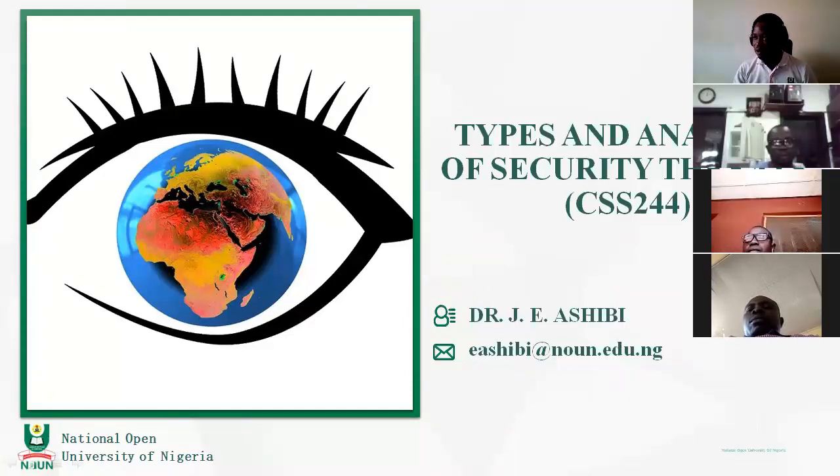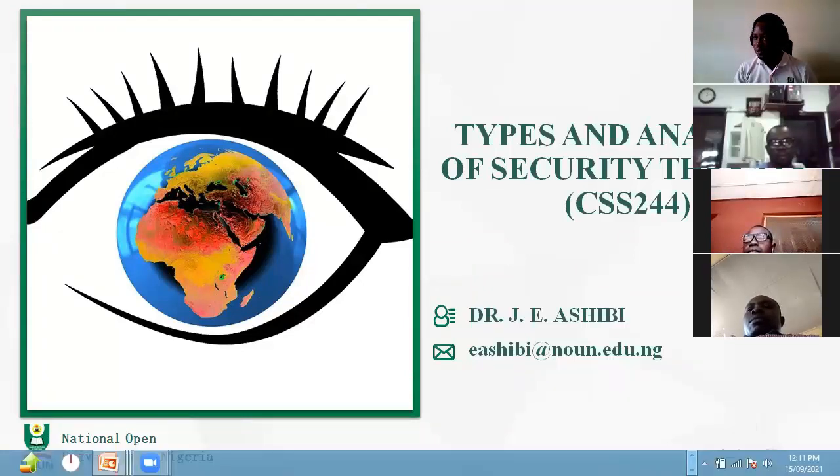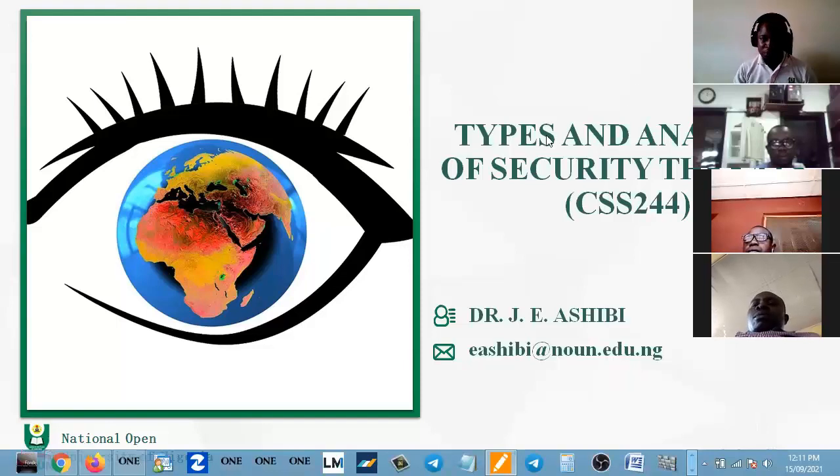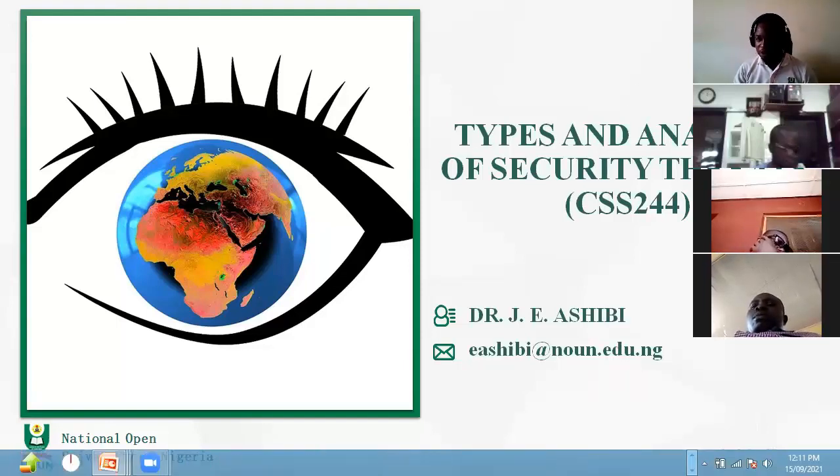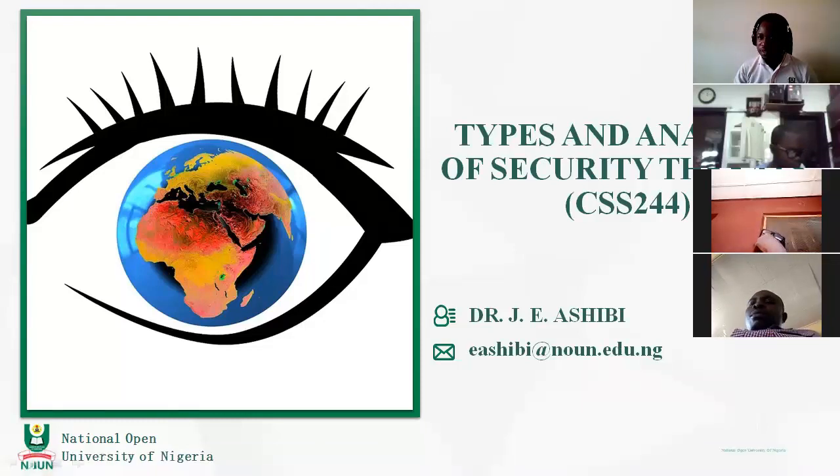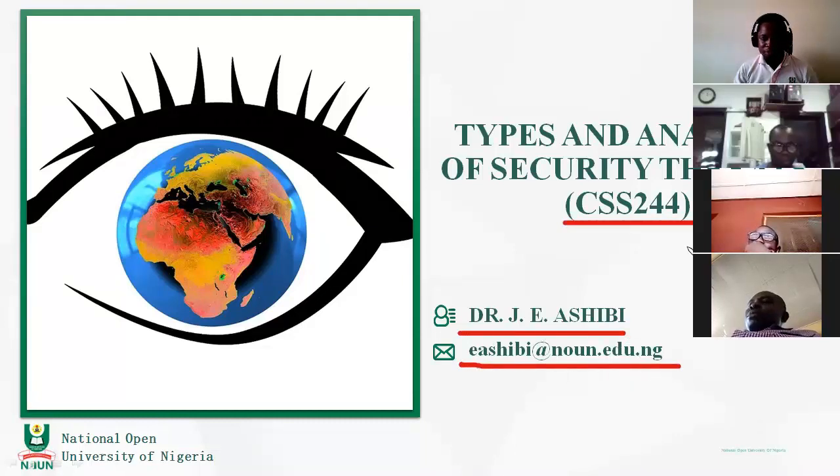Now, again, the course title is Types and Analysis of Security Threat. And the course code is CSS244. This is my name and this is my email address. With the email address, you can contact me anytime if you need clarification on any issue.